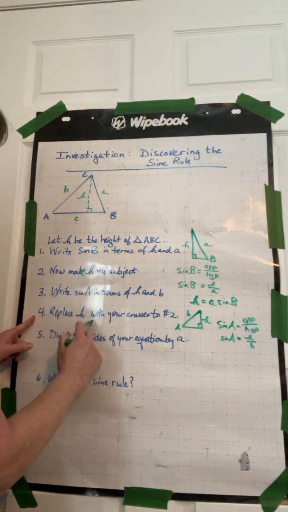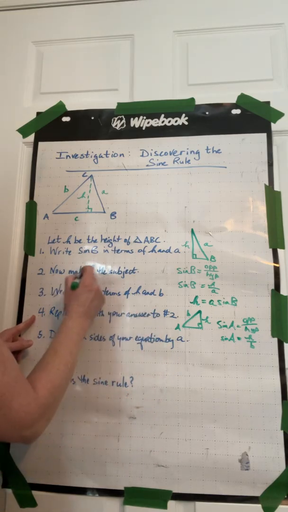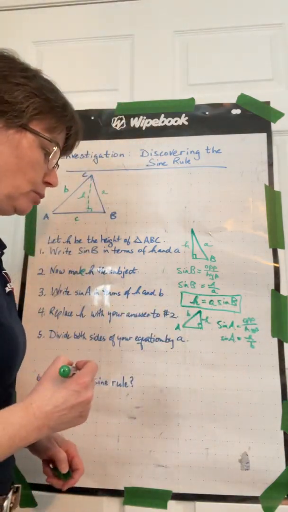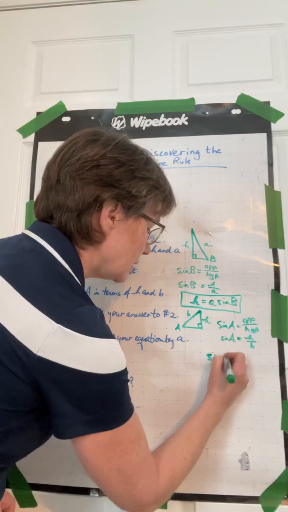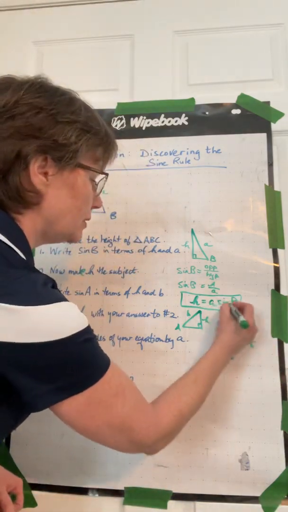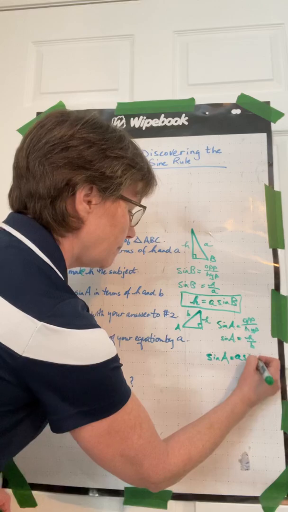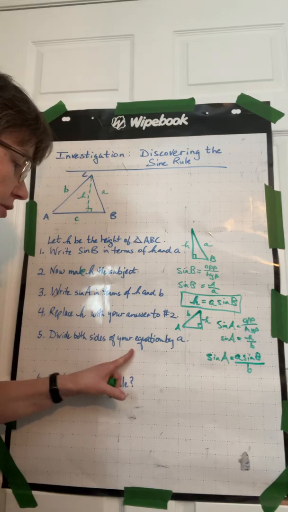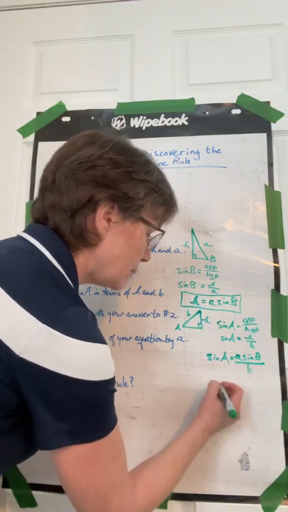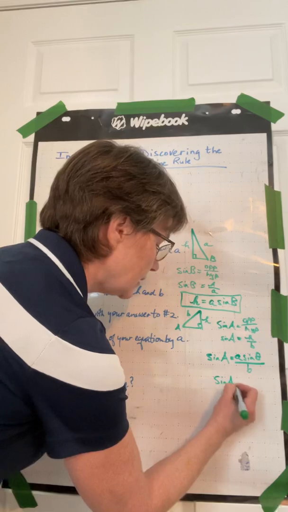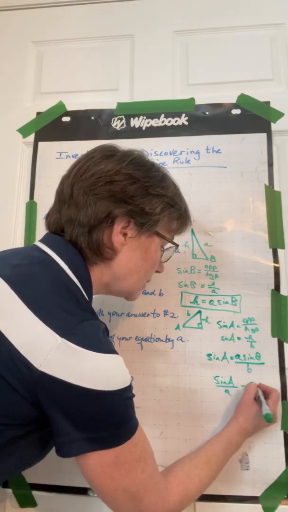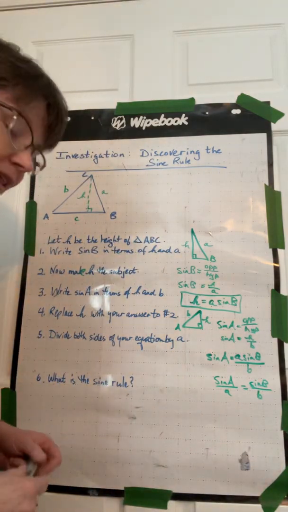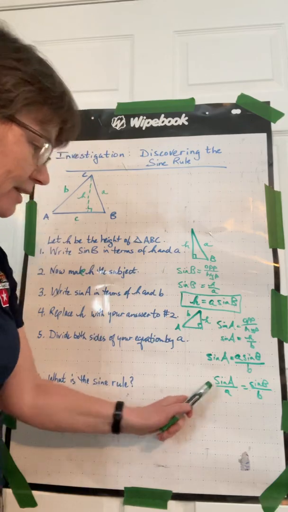Okay, number four, replace H with your answer to number two. Okay, our answer to number two is this guy. H is equal to A sine B. So let's replace that. So we have sine A equals, replace H with A sine B, all over B. Okay, number five, divide both sides of your equation by A. All right, divide both sides by A. That'll mean we have sine A divided by A equals sine B divided by B. All right, there we have the sine rule right here, or part of it.